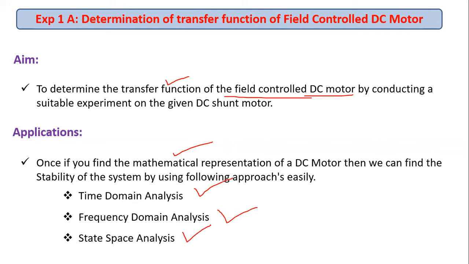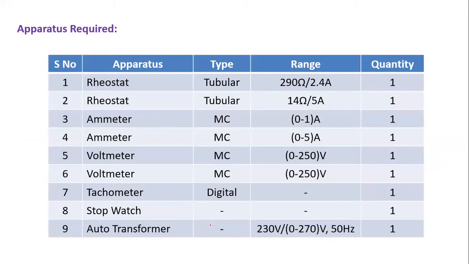Right. Coming to the apparatus, what are the apparatus we need? 2 rheostats. One is 290 ohm by 2.4 amperes, and the other is 14 ohm by 5 amperes. Here we have 2 circuits, that is the armature circuit and field circuit. So 290 ohm by 2.4 amperes is the field rheostat, which we are using in field circuit, and 14 ohm by 5 amperes we are using in the armature circuit.